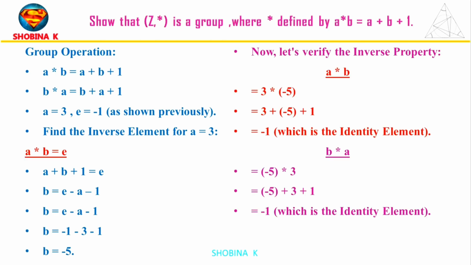Now let's verify with the inverse property. Check for a * b. Replace the value of a and b in the equation. And now we get -1, which is the identity element. Similarly check for b * a. And here also we get -1, which is an identity element. Therefore we have shown that Z and star forms a group under the defined operation asterisk because it satisfies the group axioms of closure, associativity, identity element and inverse element.